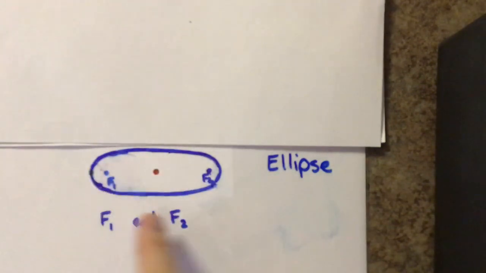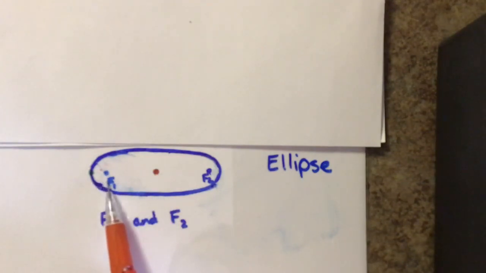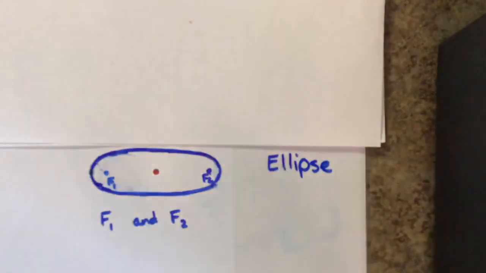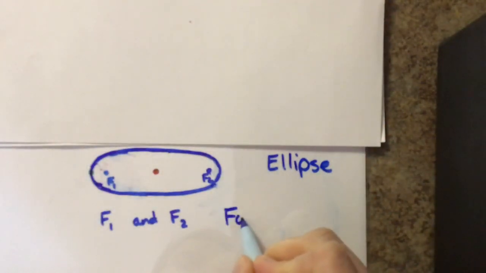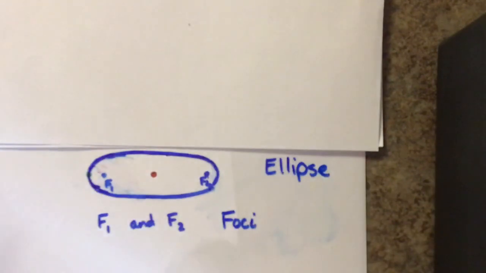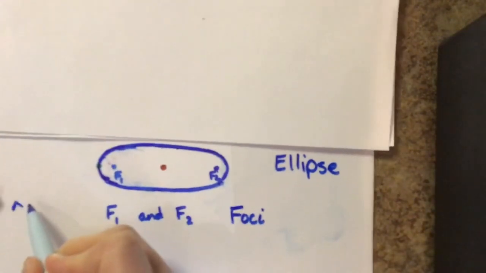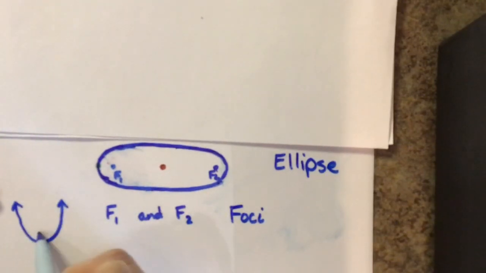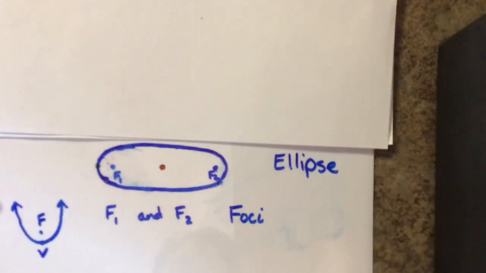It's a perfectly symmetrical oval. Okay, it has a center. And then it has focus number 1 and focus number 2. And the plural of focus is foci. All right. So different from the parabola, which has a vertex and one focus, you have an ellipse, a perfectly symmetrical oval that has a center and 2 foci.